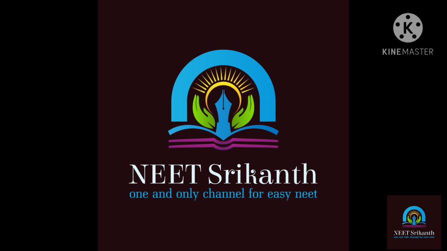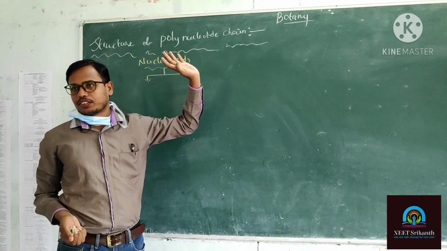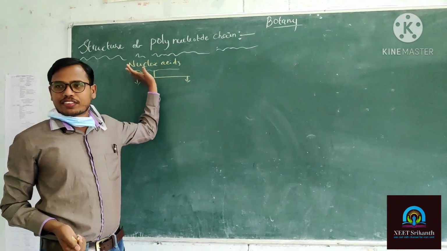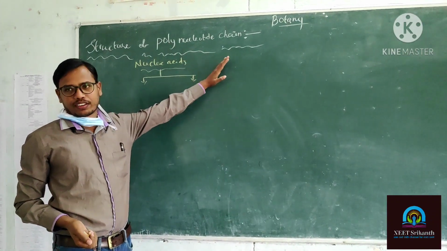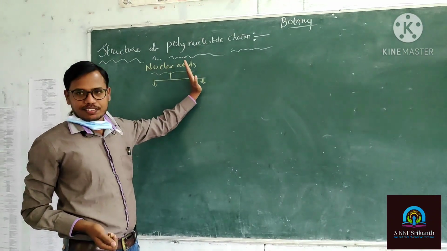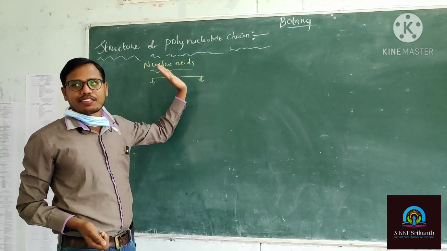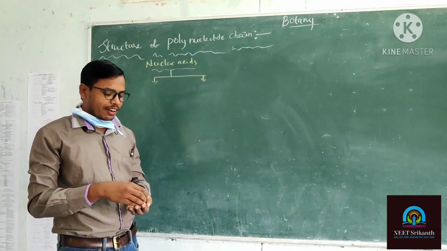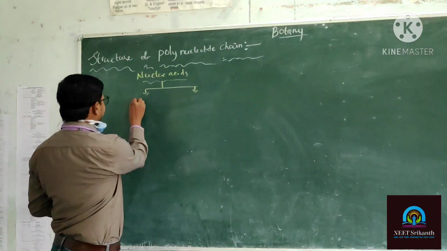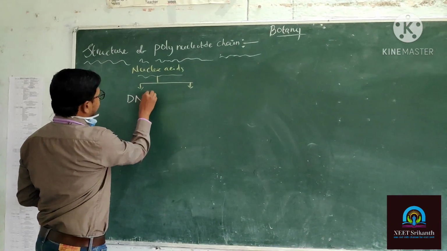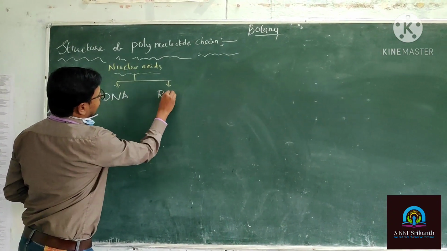Let us start today's topic. Today we are going to discuss the structure of the polynucleotide chain. So what about nucleic acids? How many types of nucleic acids are there? Nucleic acids are of two types. First one is DNA and second one is RNA.